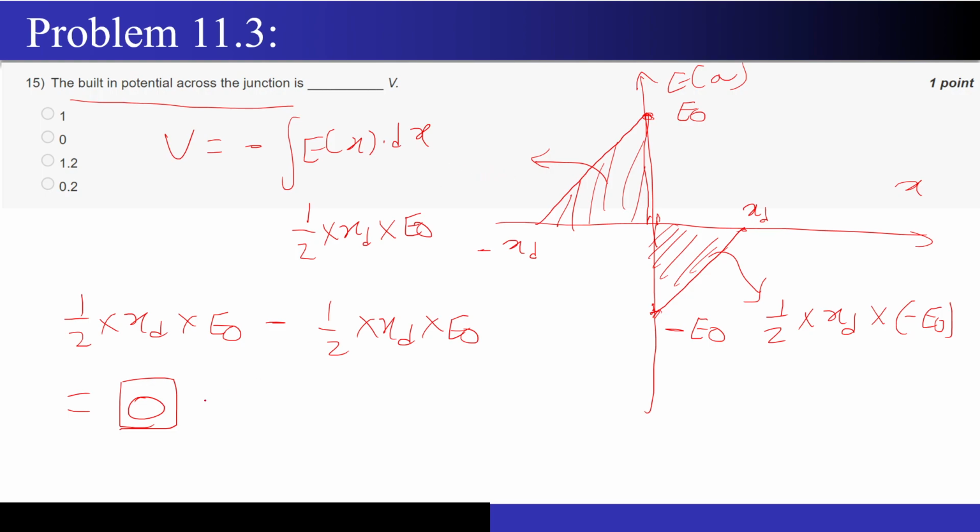So the built-in potential for this is exactly 0, because of the electric field profile that you are seeing over here, right? The area is exactly negative for the left and the right half. What used to happen in our PN junction? When you had a normal PN junction, what did the electric field look like? This was x, this was my E of x, right? It looked something like this, correct?